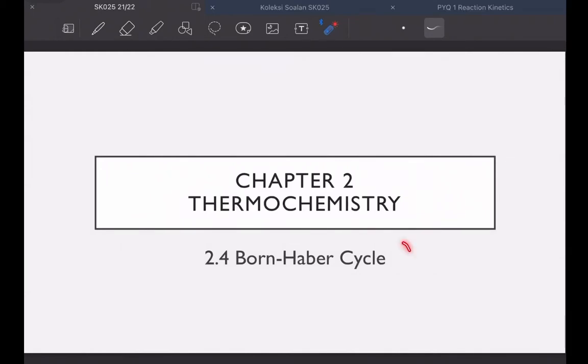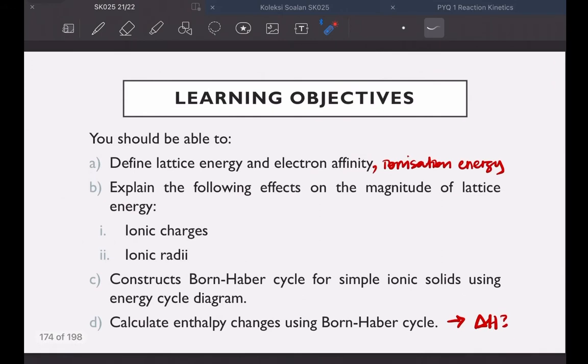Alright guys, so let's continue with 2.4 Born-Haber cycle. Our learning objectives will be to define lattice energy, electron affinity, and ionization energy. And then we're going to explain the following effects: how do ionic charges and ionic radii change the magnitude of your lattice energy?